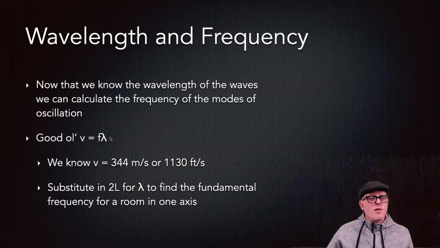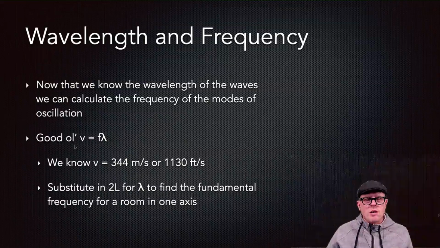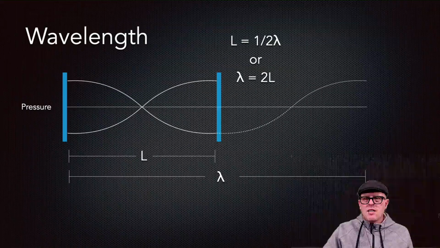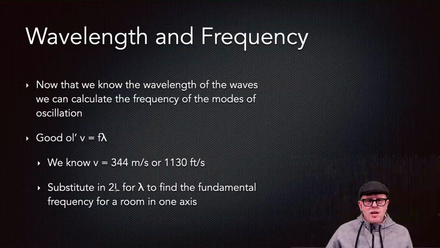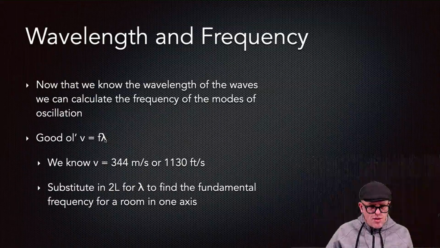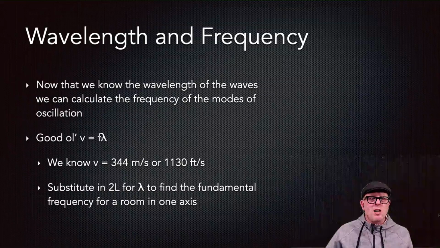This is the one that creates a mental block for a lot of people. Remember right here, it says lambda equals 2L. So that allows us to put 2L as a substitute right there. Because lambda equals 2L, I can do F times 2L, and that's the way to do that.